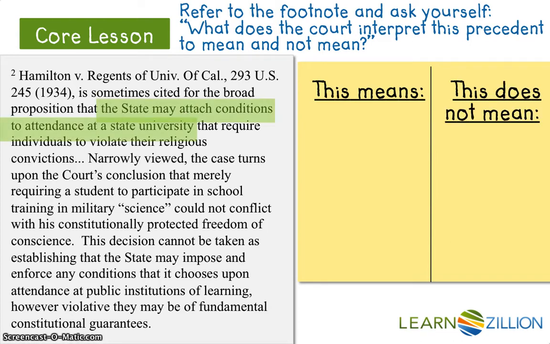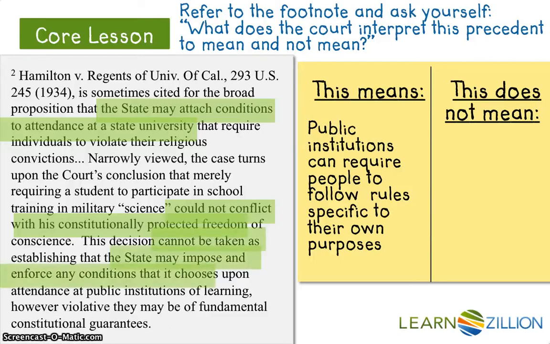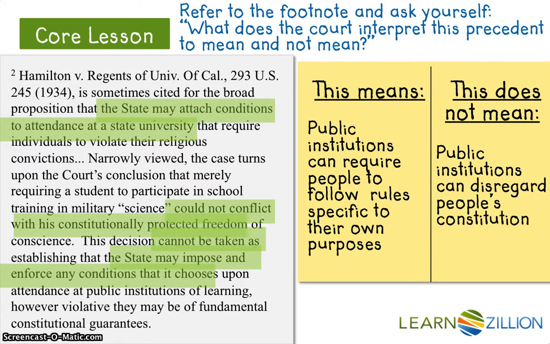First, in the case of Hamilton versus the Regents of University of California, it was stated that the state may attach conditions to attendance of a state university. Essentially, this meant that public institutions can require people to follow rules that are specific to their own purposes. They have the right to create their own rules. However, it doesn't mean that their rules can conflict with a constitutionally protected freedom. The state cannot enforce or impose any conditions it chooses. So we cannot take these previous cases to mean that public institutions can disregard people's constitutionally guaranteed rights.